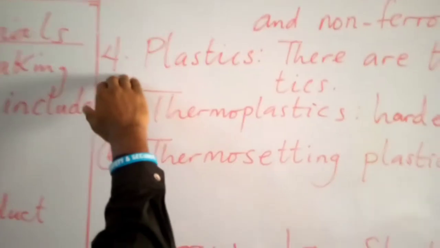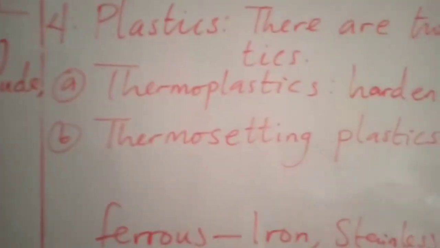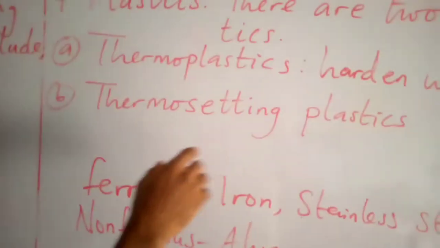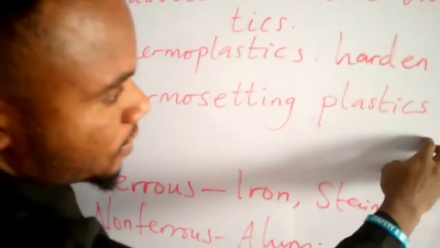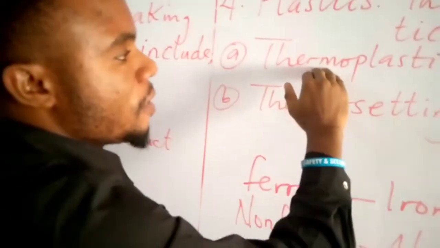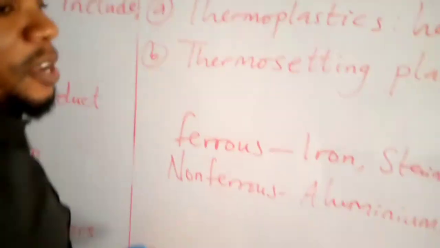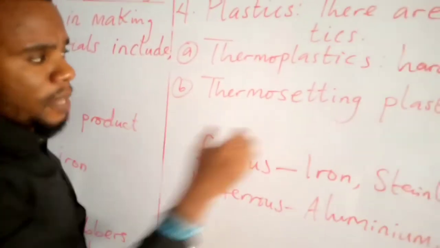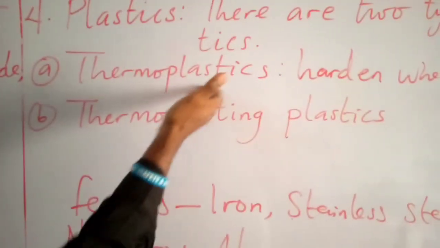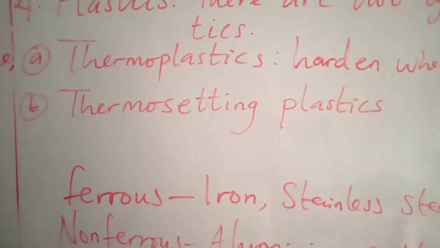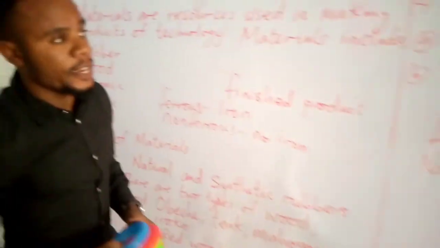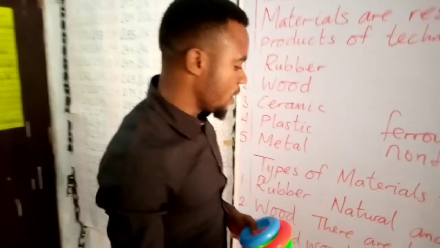Now we go to number 4, which is plastics. There are also two types. Thermoplastics, which is softer than thermosetting plastics. So you can know that this and this are not the same. This is softer than this. This is harder than this. When you see a very hard plastic, you should know that it's created from thermosetting plastic. When it's a little bit hard, it's created from thermoplastic. Good. So with this, I know that we can differentiate different types and classify them into two.